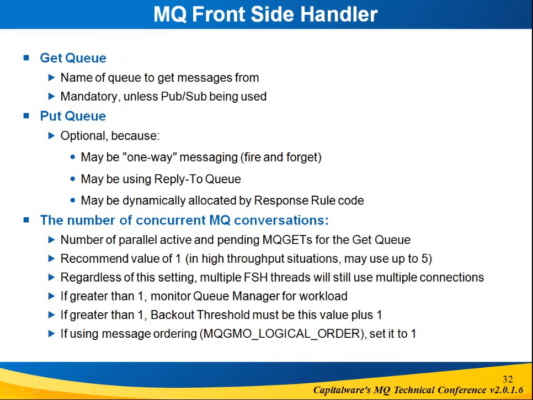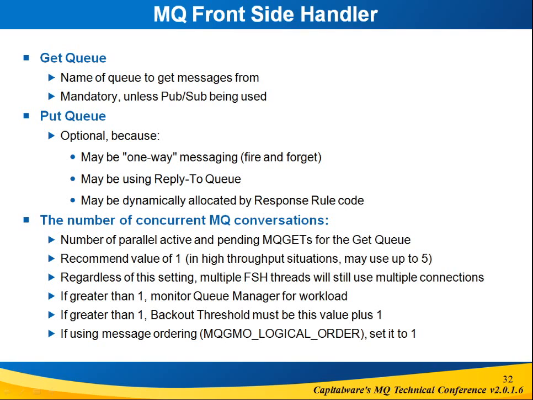The get queue. This is the name of the MQ queue from which the front-side handler will retrieve its messages. It follows the standard MQ naming convention, A through Z, 0 through 9, period, slash, underscore, percent, upper and lower case, and it must conform exactly to the actual queue name being offered by the queue manager. Case sensitivity is important here. Now, this field must be entered unless you're using publish and subscribe, which I'll talk about in more detail later.